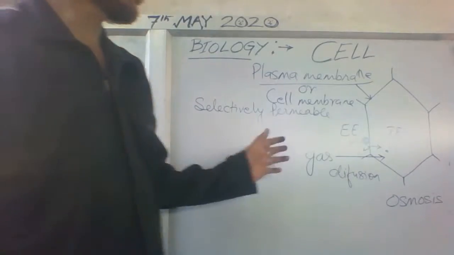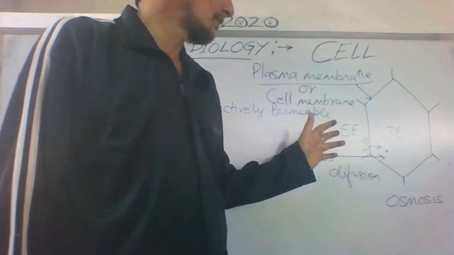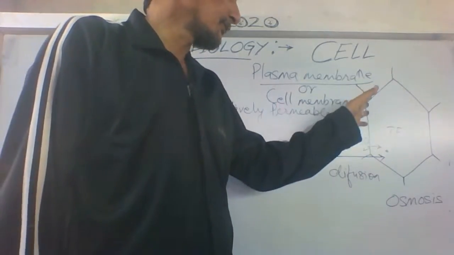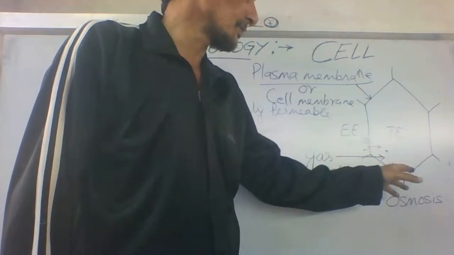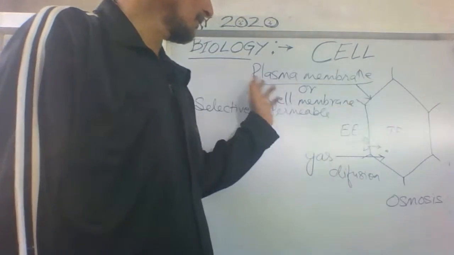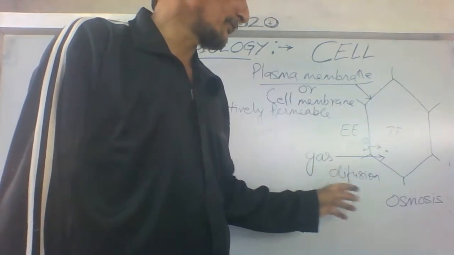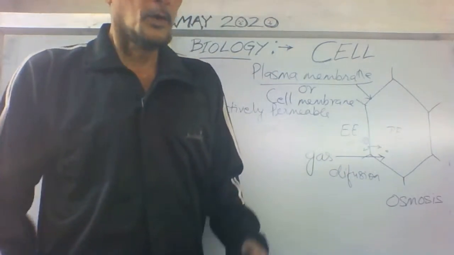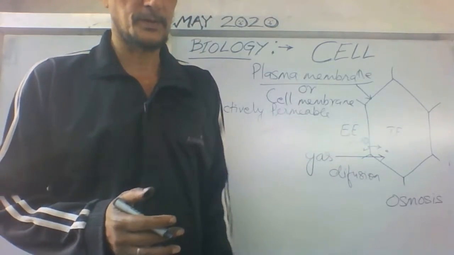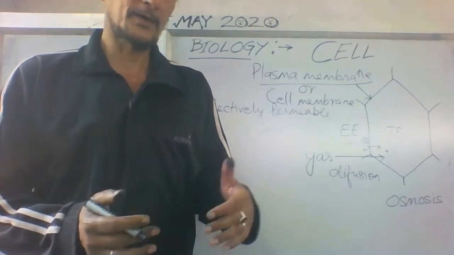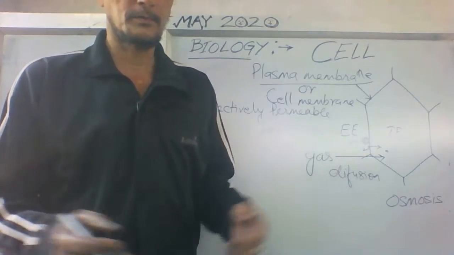Selectively permeable. The phenomena which is a part of this outer membrane, the plasma membrane, is called diffusion and osmosis. With the help of these two scientific words, diffusion and osmosis, it decides which has to go inside and which not.